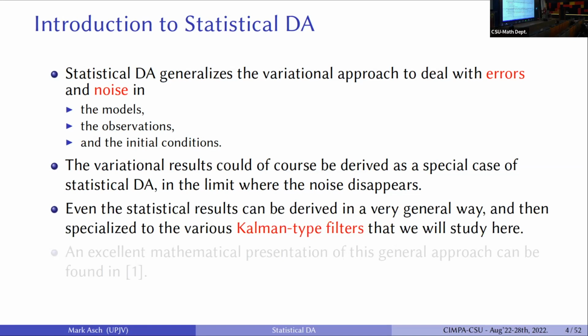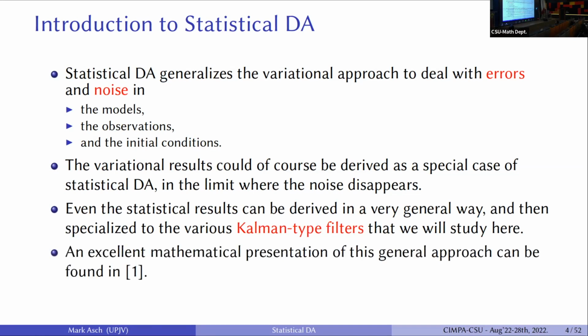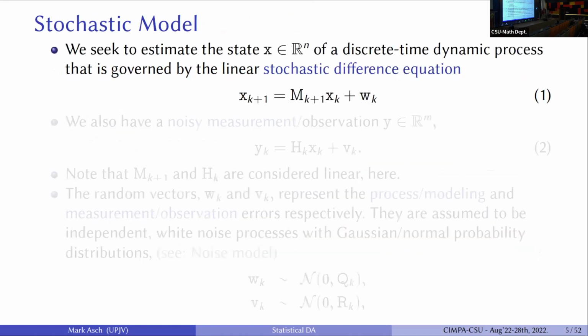So the variational approach can be a special case, and the statistical results, in fact, are just versions of the Kalman type filters, and there are many types of Kalman filters. Okay, and you can find a good mathematical description in the book of Stuart, for example. So what are we trying to do?